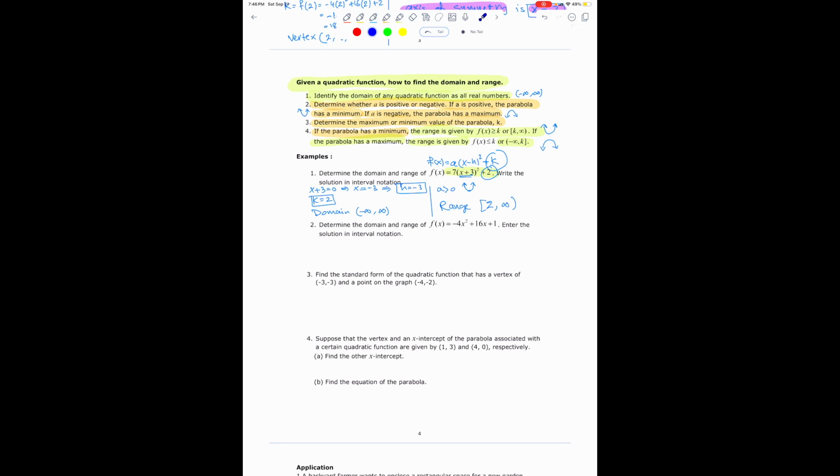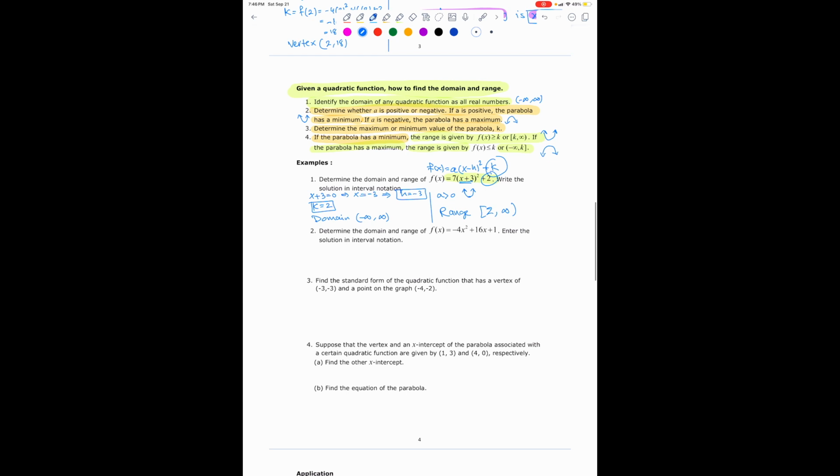Question number 2: determine the domain and range of the function f(x) = -4x² + 16x - 1. The first step I'm going to do is to determine a, b, and c, and whether we have a minimum or a maximum. So a is -4, b is 16, and c is -1. a is less than 0, which means we're going to have a maximum, and the parabola opens downwards.